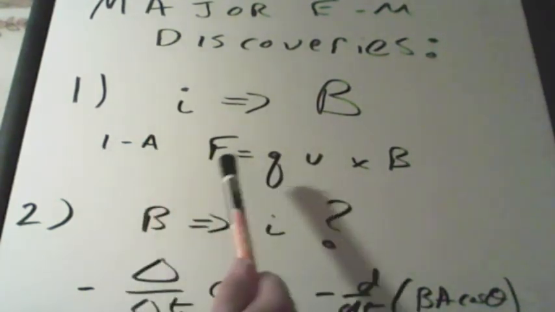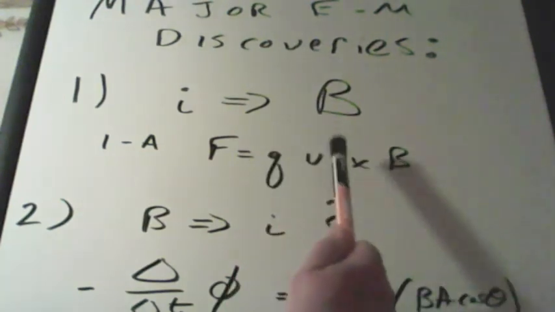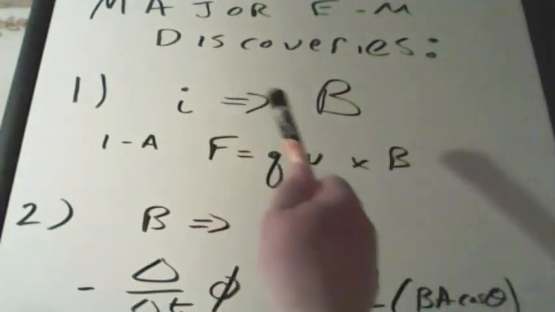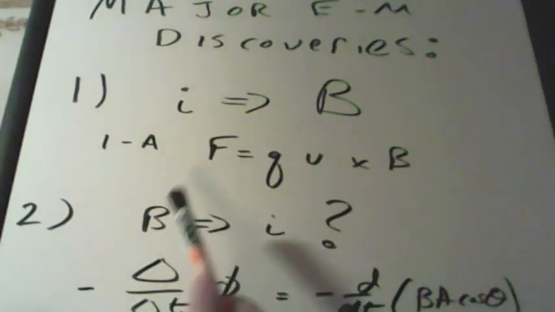And discovery 1A, also related to this, is that a moving charge or a current that interacts with a magnetic field will undergo a force known as the Lorentz force. This gives you an electromagnet that you can control and also electric motors. The next logical step is to ask, hey, if electric current gives you a magnetic field, can I reverse the arrow and get a magnetic field to give you current?